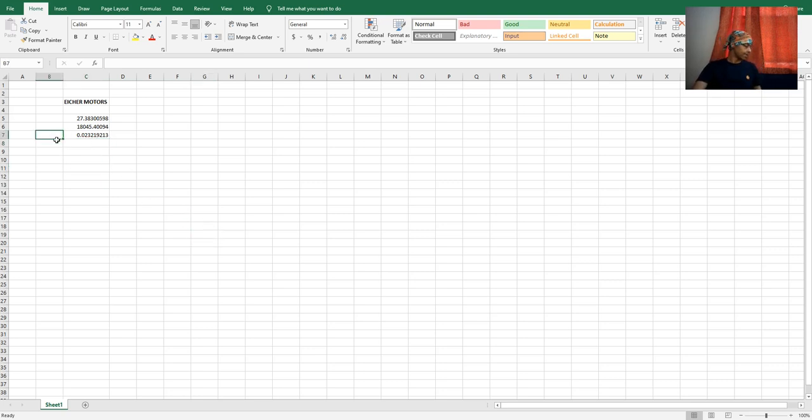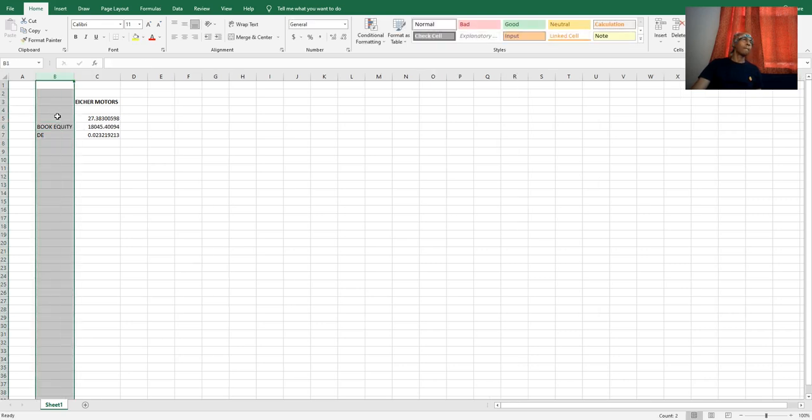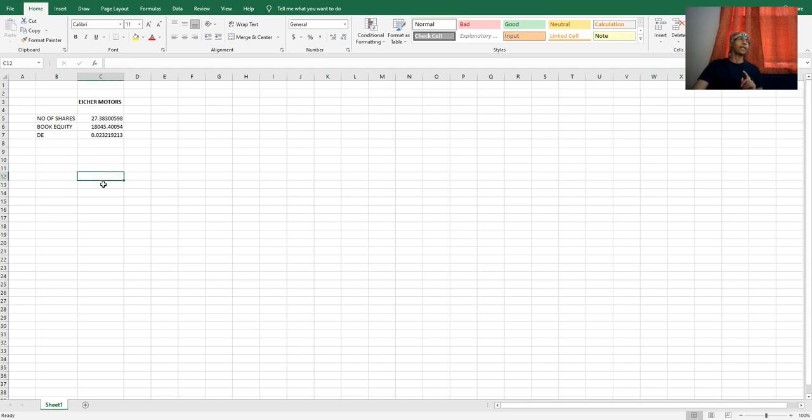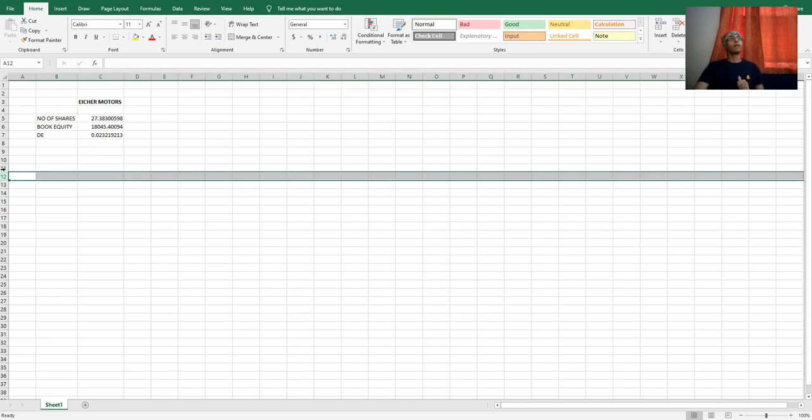See, this is the DE ratio. This is the book equity, the total value of the equity. Book value of the total equity. And this is the number of shares outstanding.